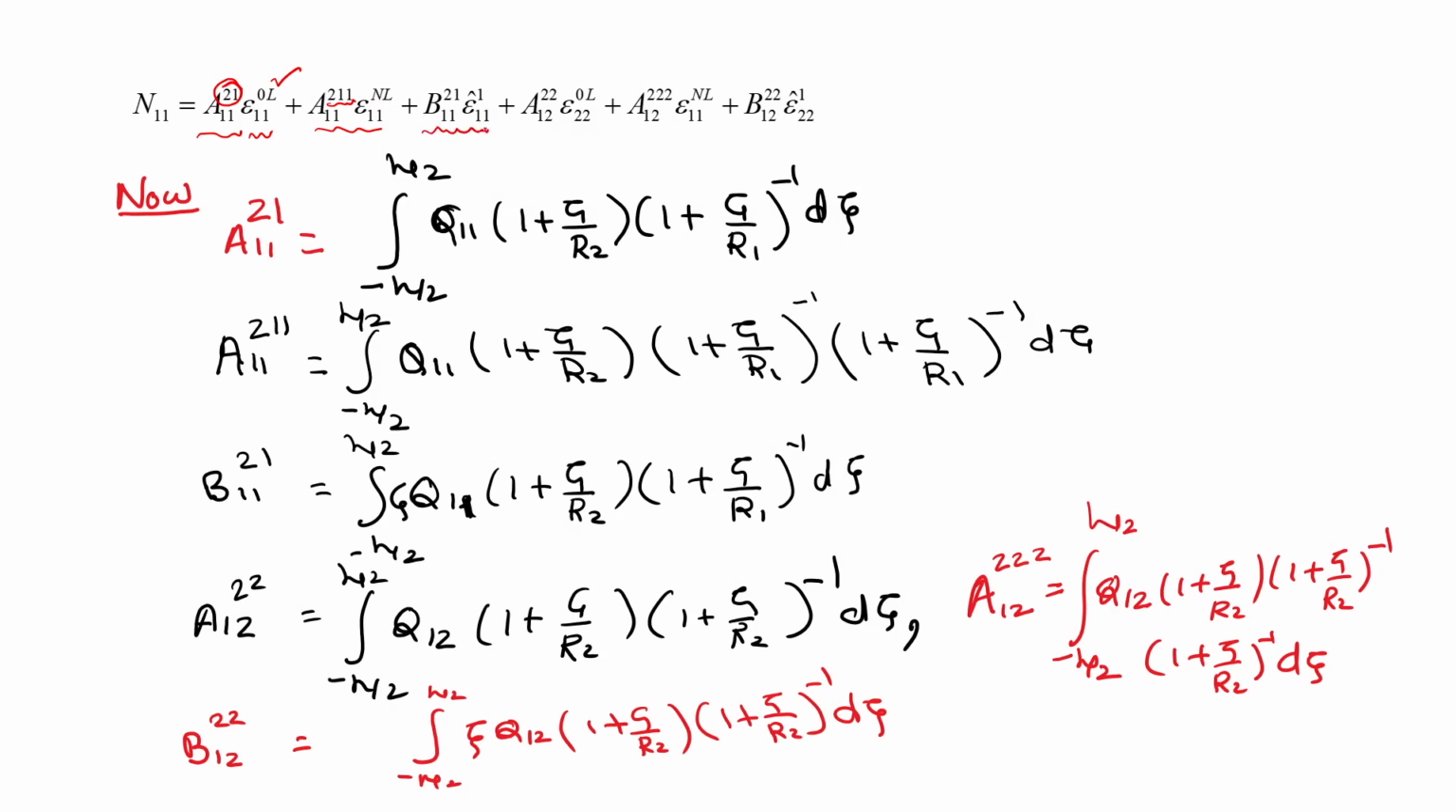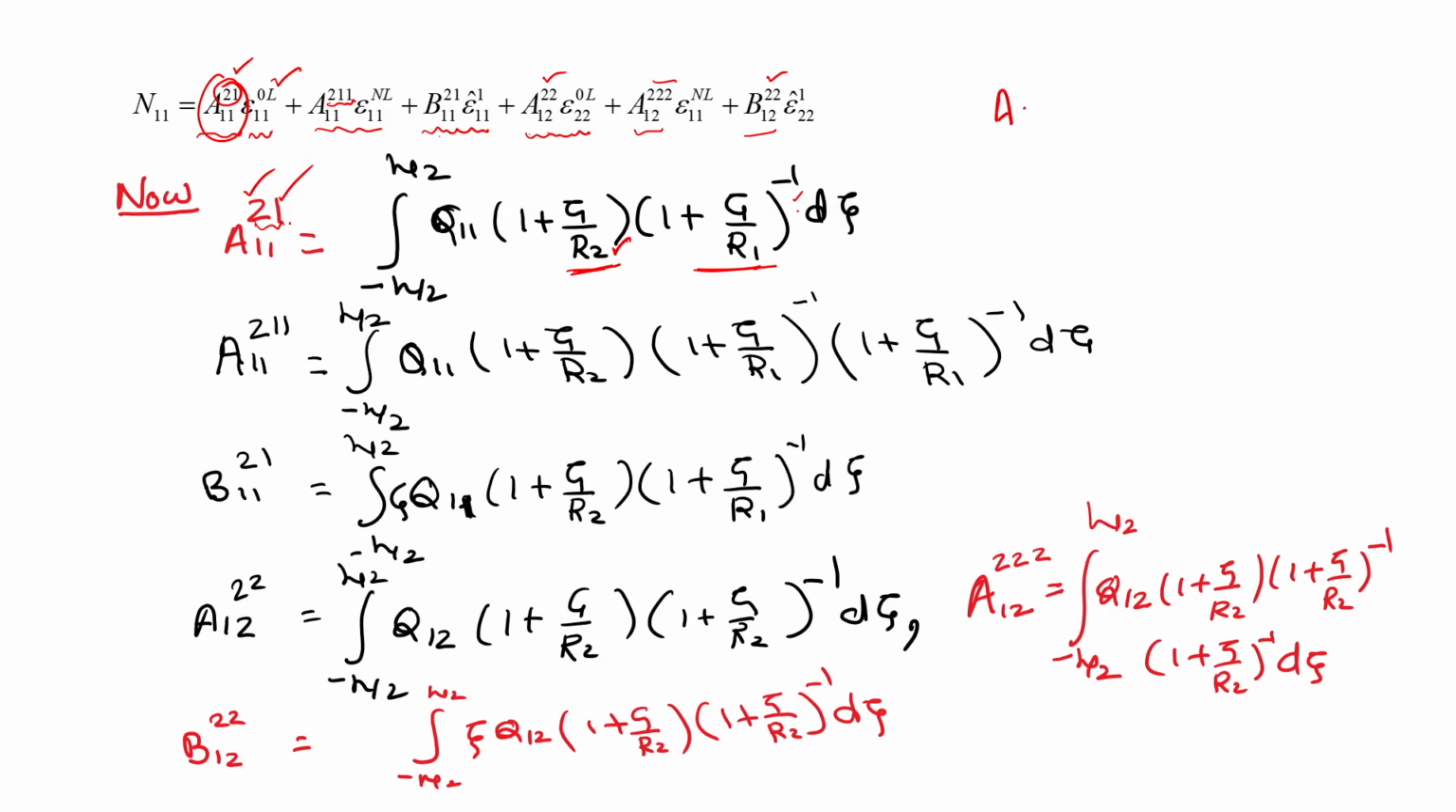In the case of zeta times it will be B1121, and again the Q12 contribution will be A1222 and B1222. Why have we put that index 21? It tells you that 2 means 1 plus zeta by R2, and 1 means 1 plus zeta by R1. So, the first index means no inverse, the second index means inverse, and it also tells you the radius of curvature in that direction.